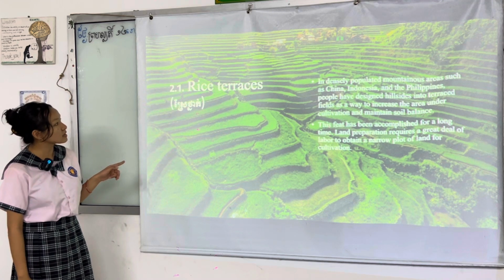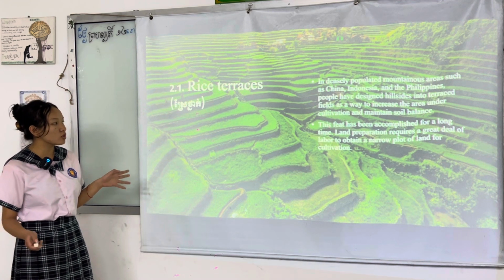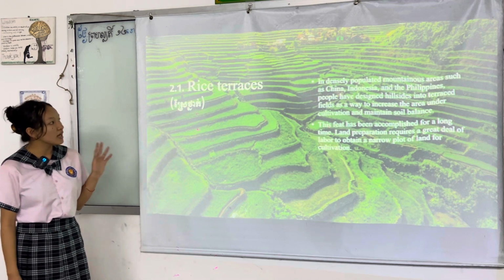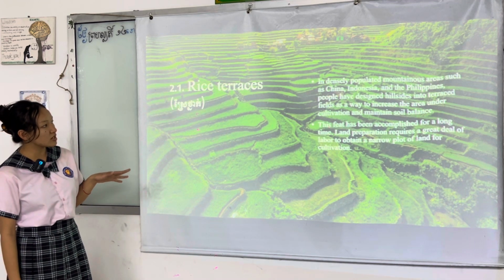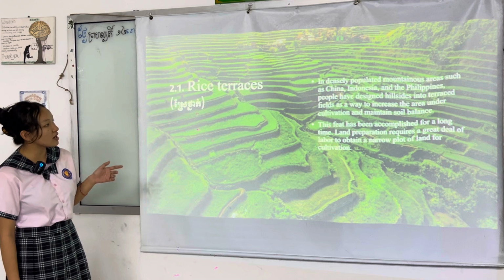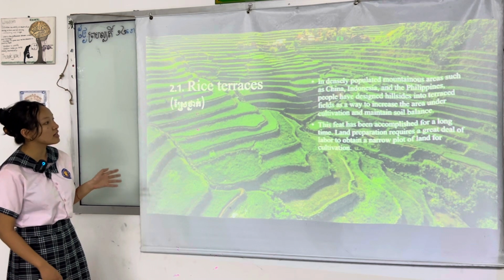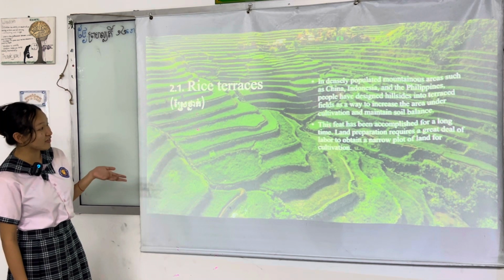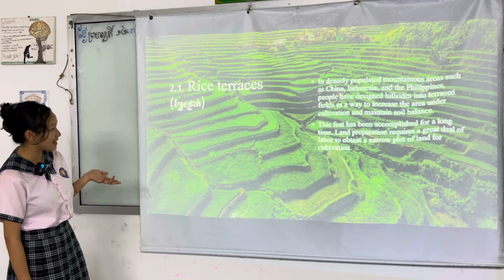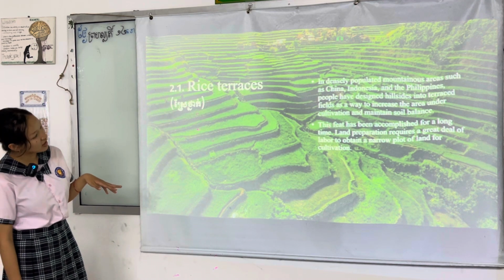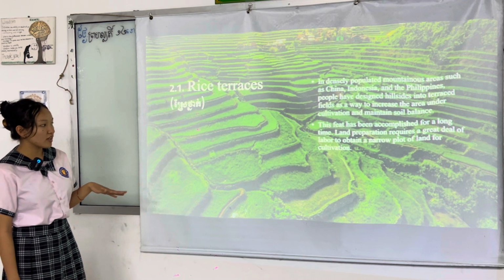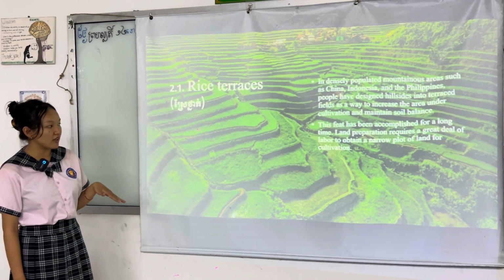2.1, rice terraces. Rice terrace is a way to increase land cultivation. It is found in densely populated mountainous areas such as China, Indonesia, Philippines. People have designed hillsides into terrace fields as a way to increase the area under cultivation and to maintain soil balance. This feat has been accomplished for a long time. Land preparation requires a great deal of labor to obtain a narrow plot of land for cultivation.